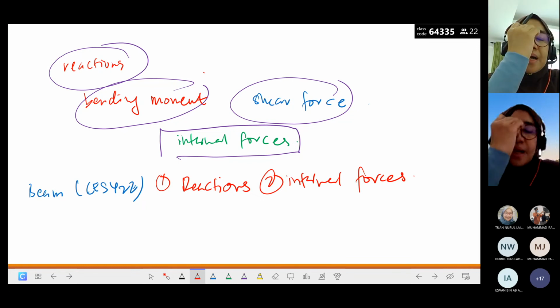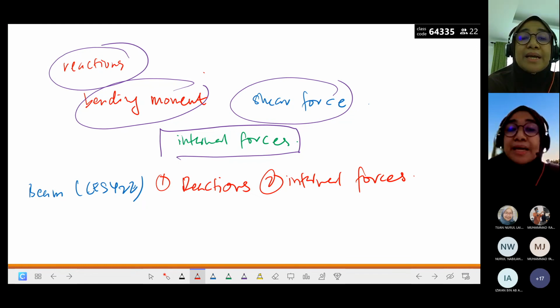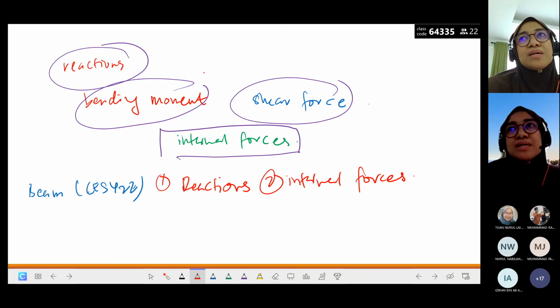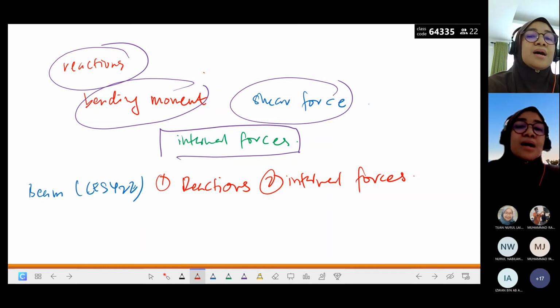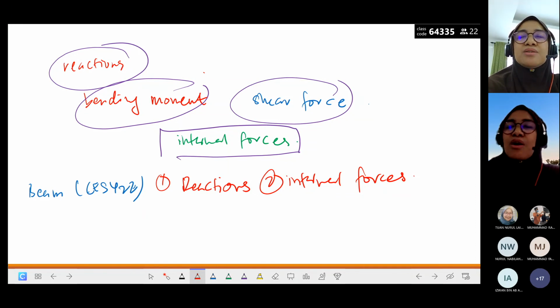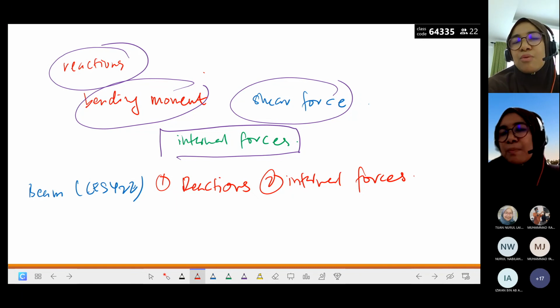What have you learned? Okay, beam in solid mechanics, you learn how to analyze reaction using equilibrium equation, and then you learn how to write shear equation as well as moment equation in order to draw the bending moment diagram. This shear force and bending moment diagram is actually internal forces in beams. Then in CS424, there is a continuation of beam analysis under one topic. So what have you learned actually?